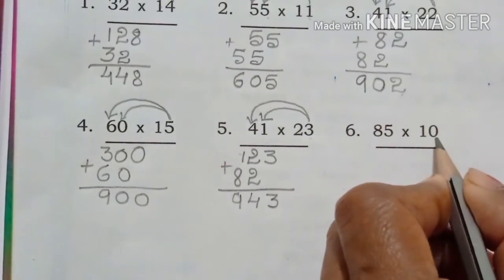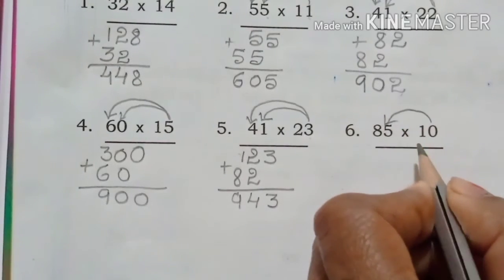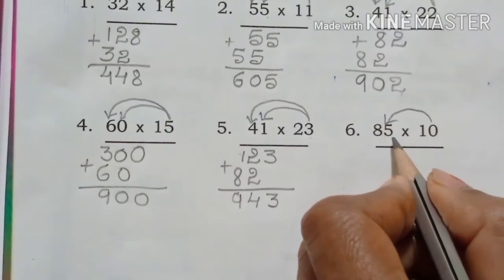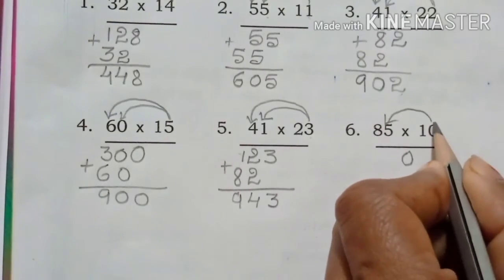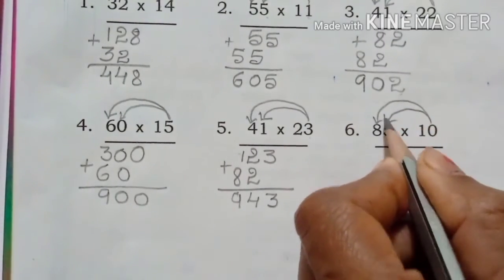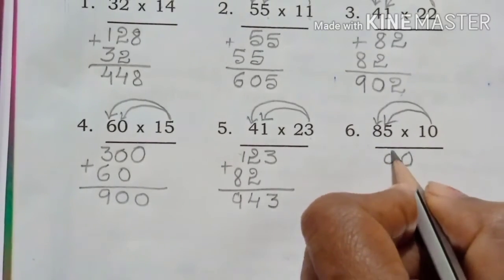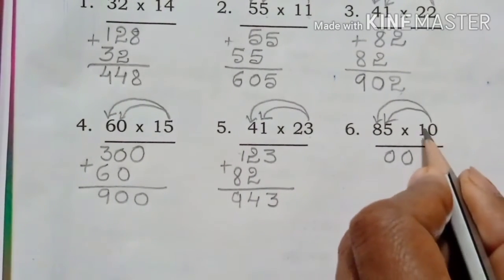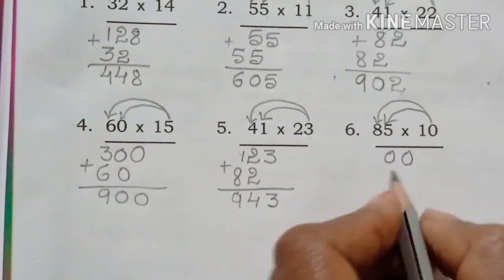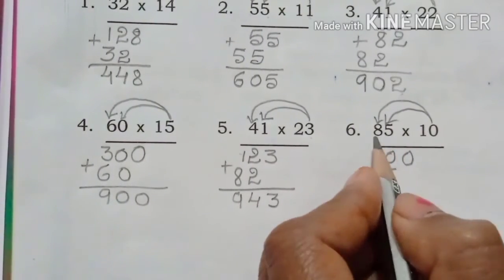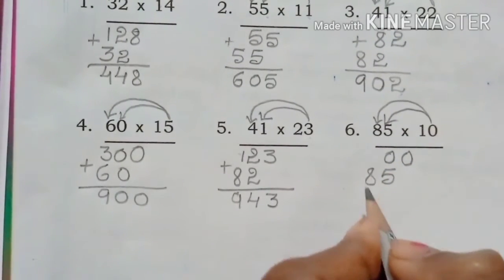85 multiplied by 10. First of all we multiply units. 5 multiplied by 0 is 0. Now we multiply tens. 0 multiplied by 8 is 0. Now we multiply tens. 5 multiplied by 1 is 5. 8 multiplied by 1 is 8.